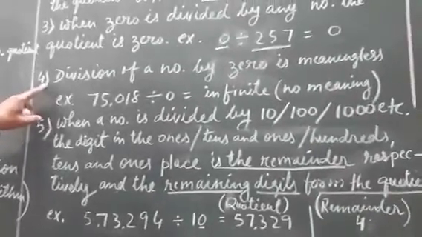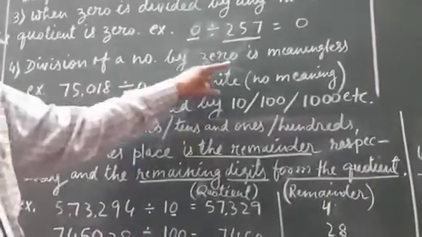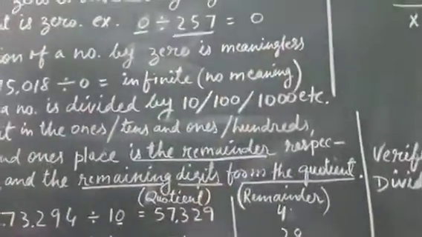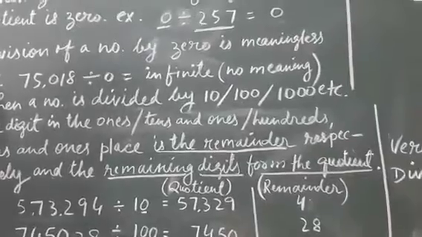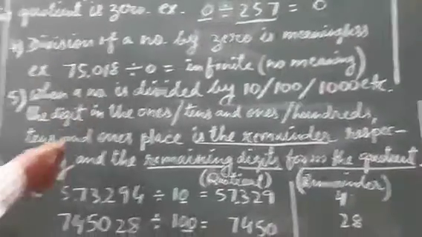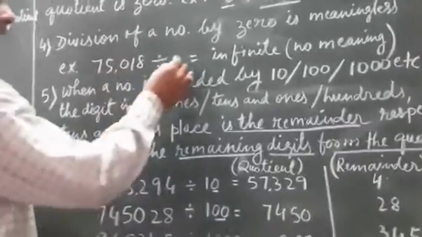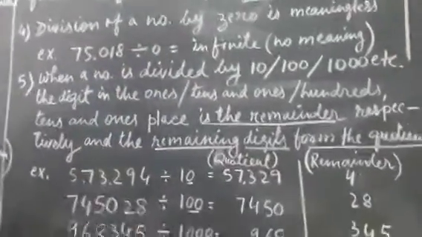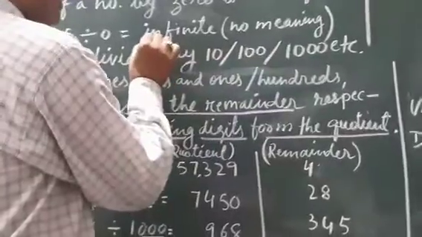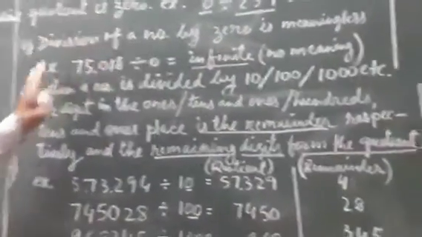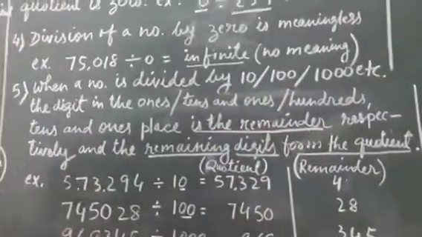The fourth property is, division of a number by 0 is meaningless. Let us see this example. I have taken a number 75,018. If it is divided by 0, the answer will be infinite. Or we can say this division has no meaning.